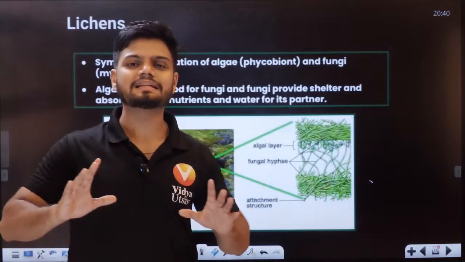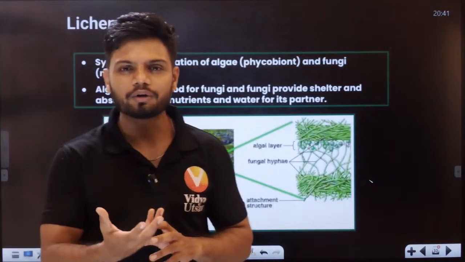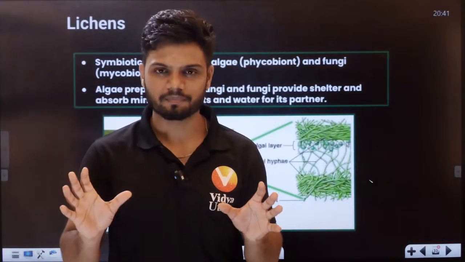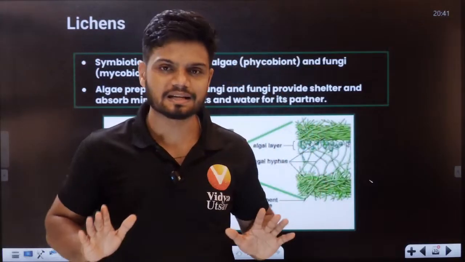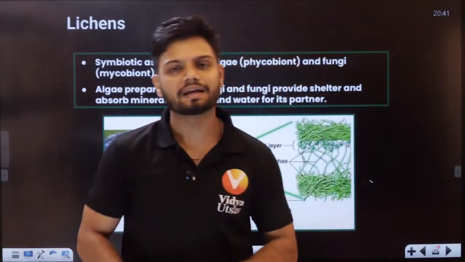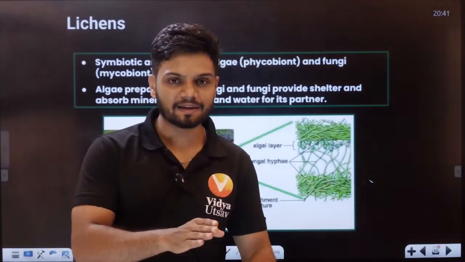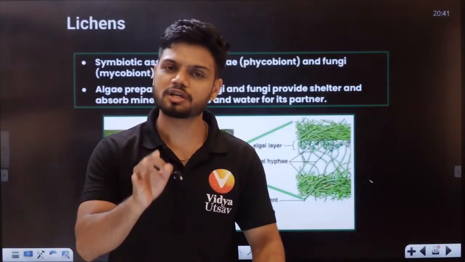Now, what exactly is a lichen, students? Lichen is nothing but a symbiotic relationship between an algae and a fungus. एक algae और एक fungi एक ही घर के नीचे एक साथ रह रहे हैं. That is called lichen, students. एक lichen का मतलब एक algae और fungus एक साथ ही एक ही घर में रह रहे हैं. उनकी शादी हो चुकी है अभी.